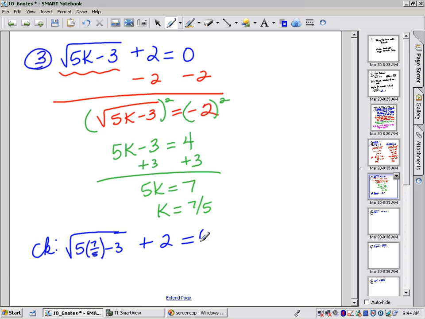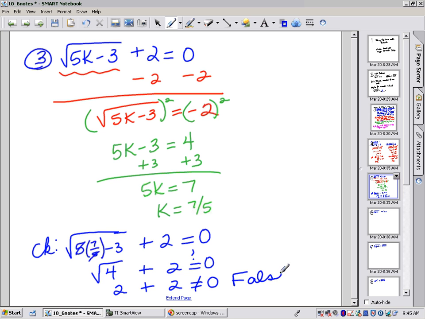Okay, make sure you understand what is in the radical and what is not. That plus 2 is not in the radical, so we have to simplify this radical expression first. 5 times 7/5 is just 7, minus 3, so that's the square root of 4, plus 2. Does this equal 0? Well, the square root of 4 is 2, plus 2 does not equal 0, right? That gives us 4 equals 0, which is false.